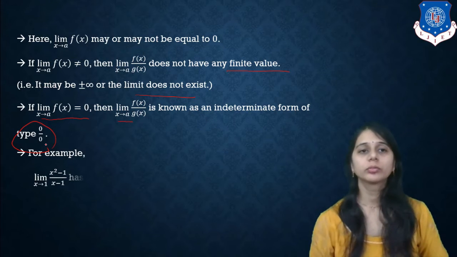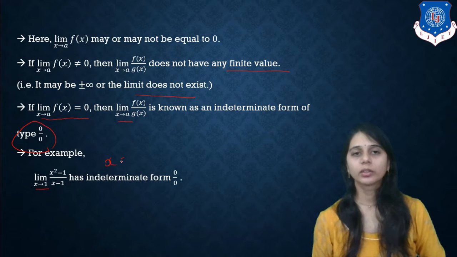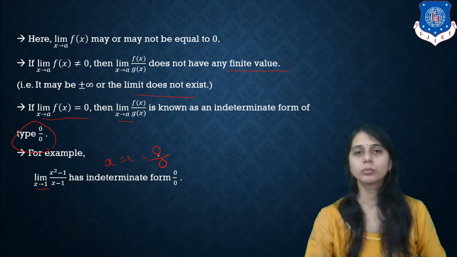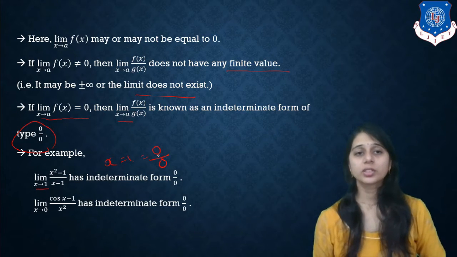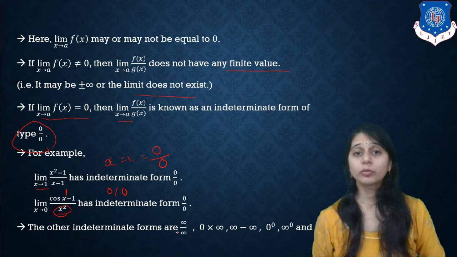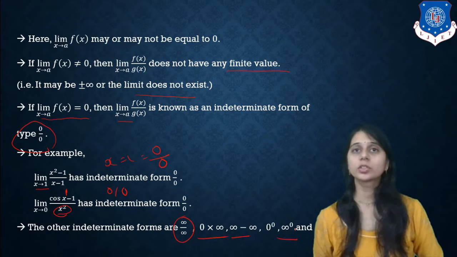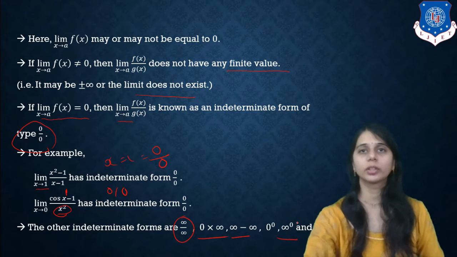For example, take x square minus 1 upon x minus 1, with x tending to 1. If we put x equal to 1, we get the 0 by 0 form. Another example is cos x minus 1 at x equal to 0. Cos 0 is 1, and 1 minus 1 is 0, so it is also a 0 by 0 formation. Other indeterminate forms are infinity by infinity, 0 into infinity, infinity minus infinity, 0 raised to 0, infinity raised to 0, and 1 raised to infinity.